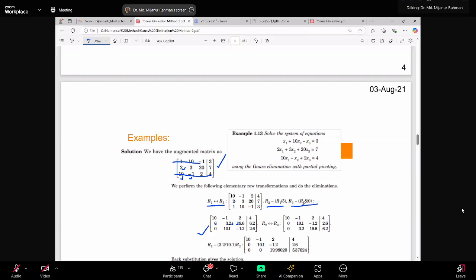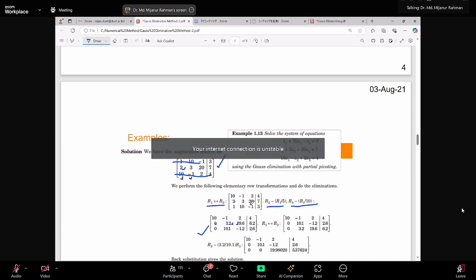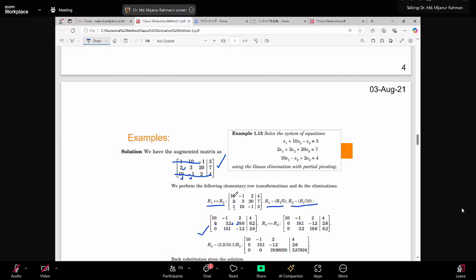And then R3 minus R1 by 10. R3 was 1. R1 by 10, R1 is 10, 10 by 10, that means 1. So 1 minus 1 is 0. This is 0.